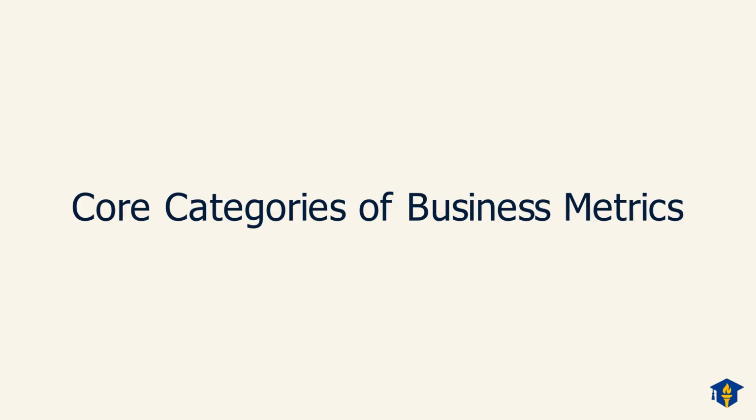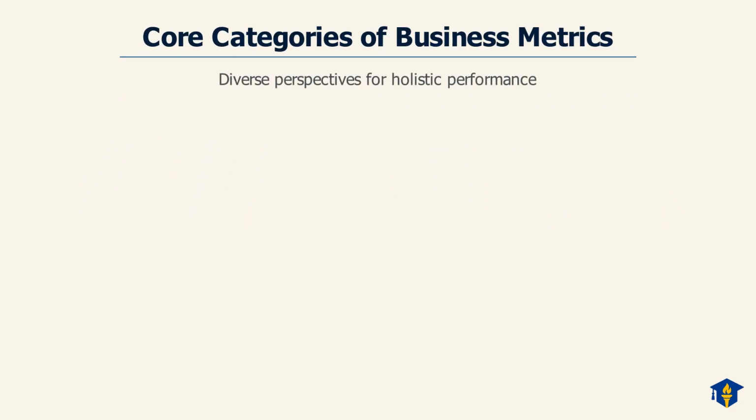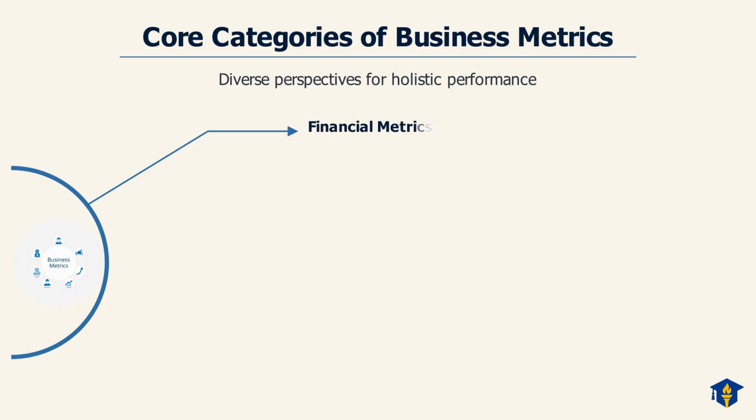Now, let us explore the core categories that define different business metrics. These diverse perspectives offer a comprehensive and holistic view of overall business performance. First, we have financial metrics, which are fundamental to understanding a business. They help us assess a company's profitability and its overall financial stability.